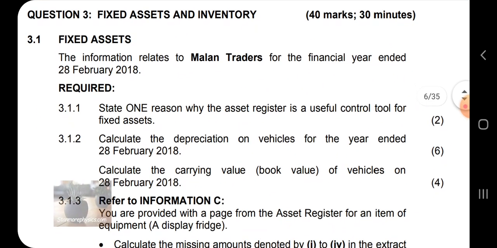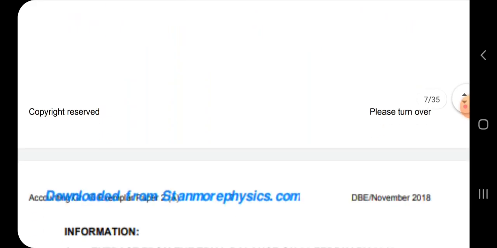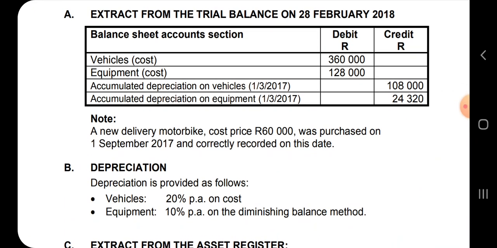Firstly, before we do inventory, let's do fixed assets. Here we are given vehicles at cost. Let's start calculating depreciation for the old vehicles. The cost price is 300,000. You're given the cost price of the vehicle at the end, and you're given accumulated depreciation at the beginning of the financial year. So that 360,000 includes the 60,000 rand motorbike that was bought. You're going to take the 360,000 rand, subtract the 60,000, so that you can get the cost of the old vehicles, which is 300,000 rand. And depreciation is calculated at 20% on cost.